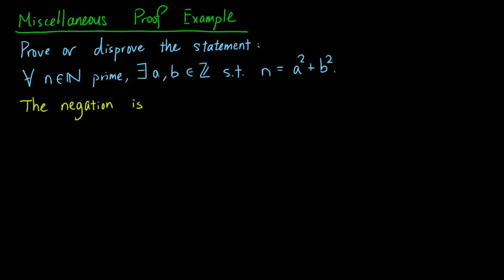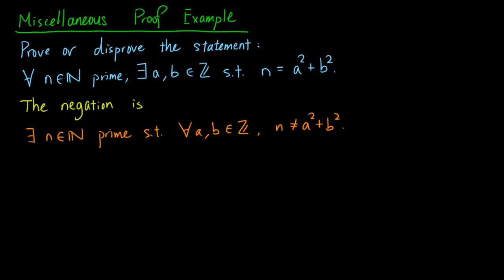Let's look at the negation to have a different view of the statement. It is: there is a positive integer n which is prime, such that for all integers a and b, n is not equal to a squared plus b squared. This means that we have to find one prime number n such that n is not a sum of two squares. This seems plausible, so let's try to prove it.